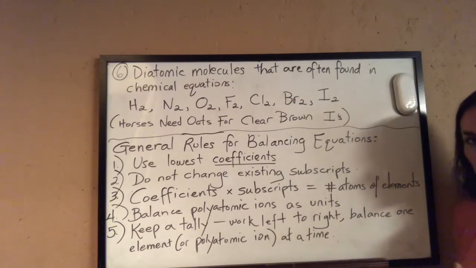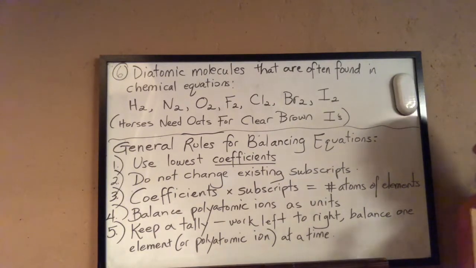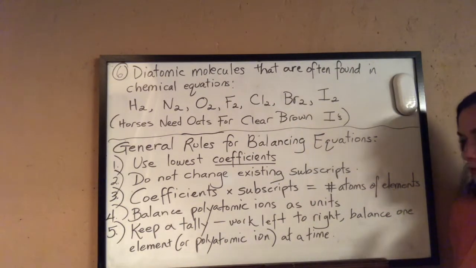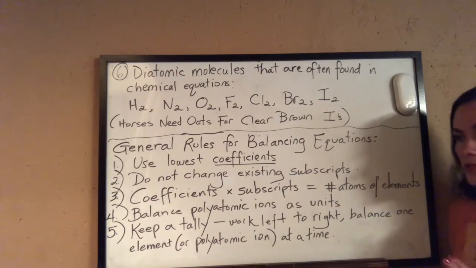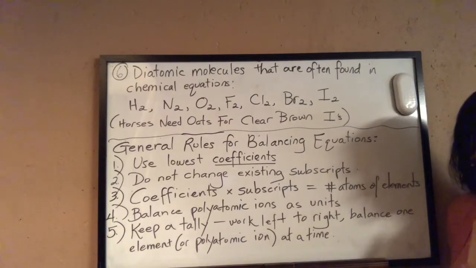We're going to see also in this section and in the next section, it helps to balance the polyatomic ions as units. If you see you have a nitrate unit on the reactant side and a nitrate unit on the product side, it helps to keep those together and balance them as units. Keep a tally and work from left to right. Okay, you have to have some kind of organization. Sometimes students get overwhelmed. They try to balance multiple elements at once and get flustered and get upset. So keep a tally, all right, work left to right. Balance one element or polyatomic ion at a time.